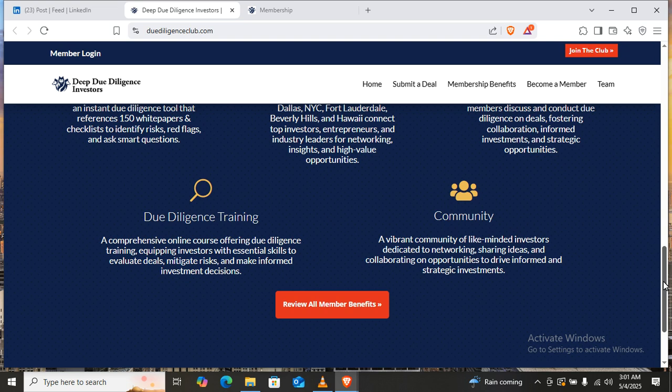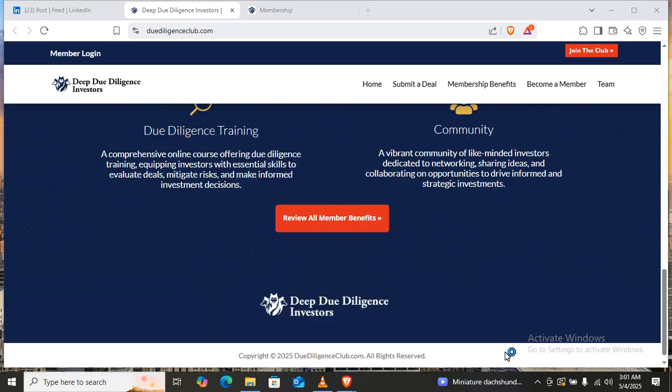Now let's look at some of the club benefits for joining this platform. The first one is the artificial intelligence tool. The deep due diligence copilot is an instant due diligence tool that references 150 white papers and checklists to identify risk, red flags, and ask smart questions.